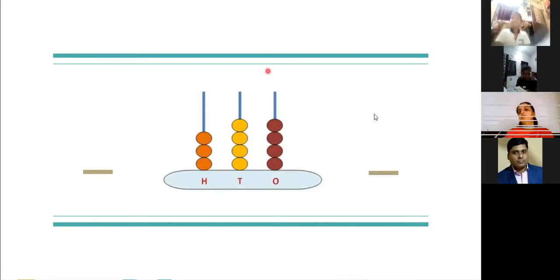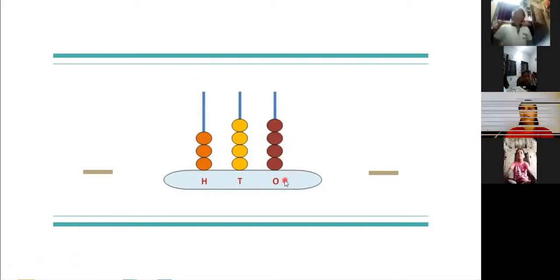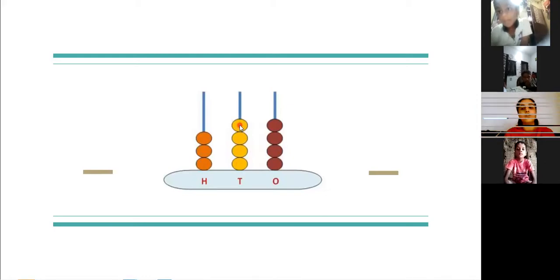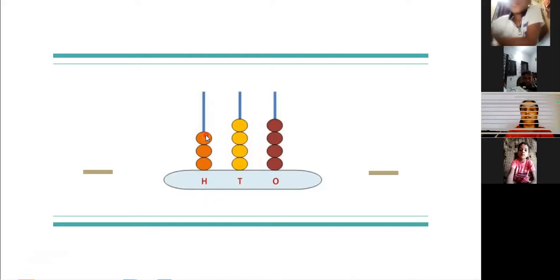Okay, so now you can see here in units place there are how many beads? We can count it for ourselves: 1, 2, 3 and 4. So there are 4 beads in this units place. Next, in tens place we have 1, 2, 3 and 4. So here also we have 4. And when we move to hundreds place, that is 1, 2 and 3.